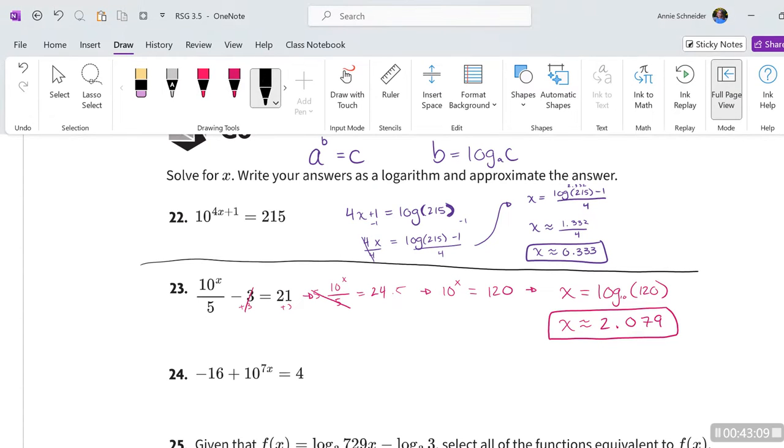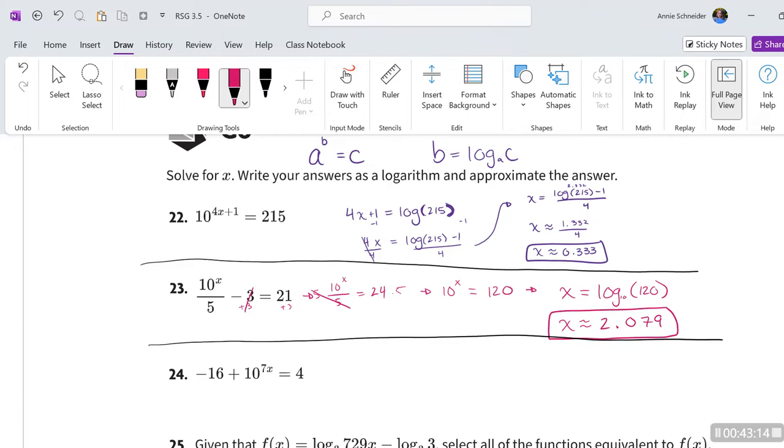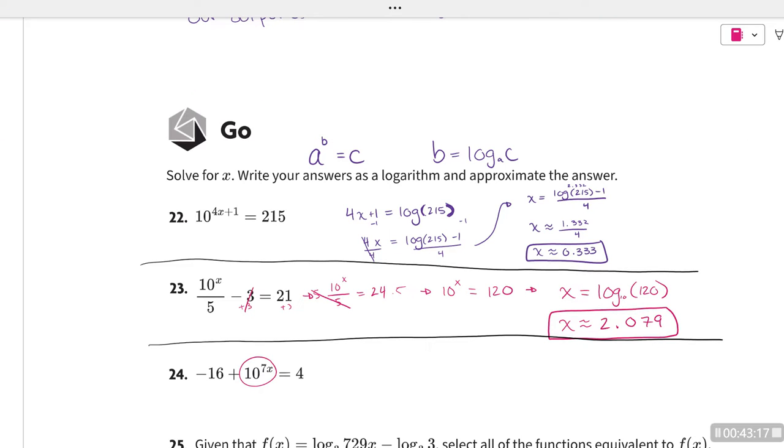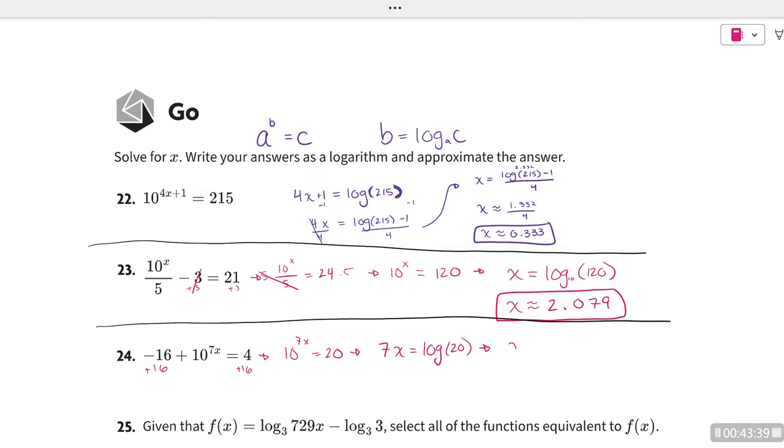Okay. And question 24. So question 24, again, it's not in that a to the b equals c form. So I'm going to add 16 to get it there. So add 16 to both sides. So I get 10 to the 7x equals 20. Now I can put it into log form. So I can say 7x equals log base 10 of 20. So my next step then is to divide both sides by 7. So x equals log of 20 divided by 7.